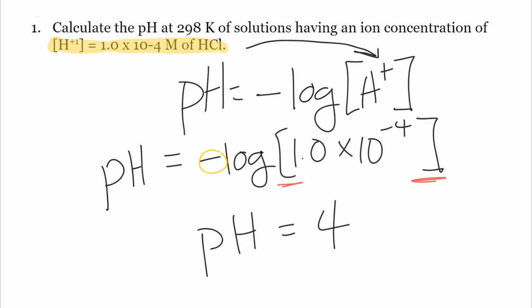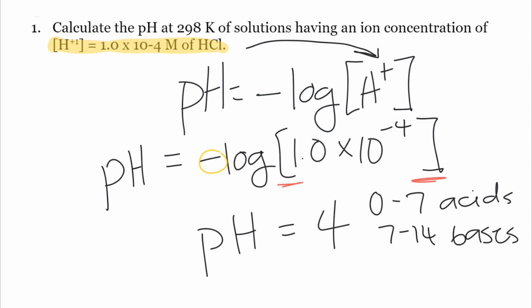Now, it's not actually a part of this question, but it will come up later on in the practice. So we're going to go ahead and look at this pH and determine if it's an acid, a base, or neutral. In the beginning, we said that 0 to 7 were acids, 7 to 14 were bases, and 7 is neutral. Now this falls in the 0 to 7 range, so it is going to be an acid. Great job, we finished that problem. That's really all there is to it.